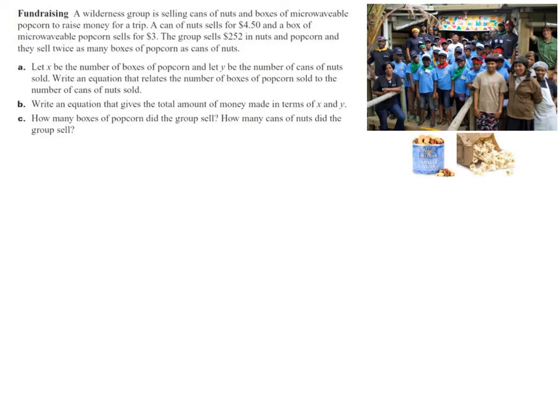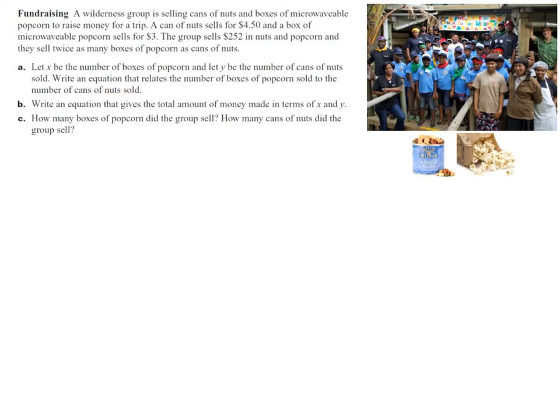The nice thing about this problem is it's broken down into 3 steps for you, and each step will be used in the next step. So they give you the variables in part A. It says let X be the number of boxes of popcorn, so X will be popcorn, and let Y be the number of cans of nuts, so Y are the nuts sold. Write an equation that relates the number of boxes of popcorn sold to the number of cans of nuts sold.